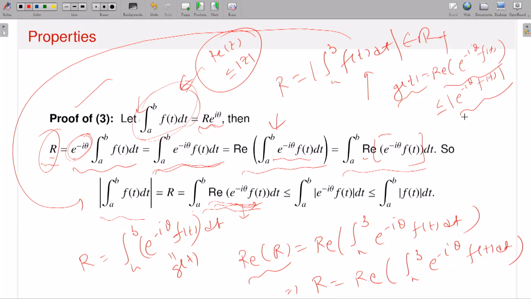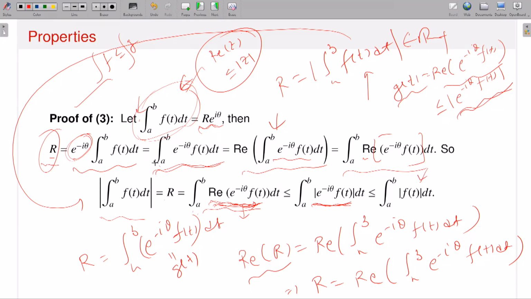Now this is a real-valued function, and this modulus is also a real-valued function, and in real analysis I know that if f is less than or equal to g, then the integral of f from a to b is less than or equal to the integral of g from a to b. Same thing here. The real part of this object is dominated by the modulus of the complex number. Then by the theory of real analysis, the integral from a to b of the real part of e^(-iθ) f(t) dt is dominated by the integral of the absolute value of e^(-iθ) f(t) dt. But what is the absolute value of e^(-iθ)? It is 1. So what remains is the integral from a to b of |f(t)| dt.